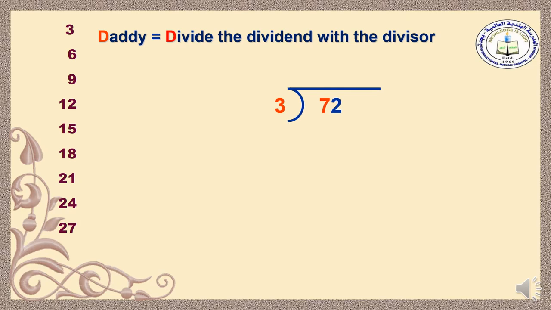Here we have the dividend as 72. In this 72, we take the highest digit. Now here the highest digit is 7. So we divide that 7 with the divisor 3.